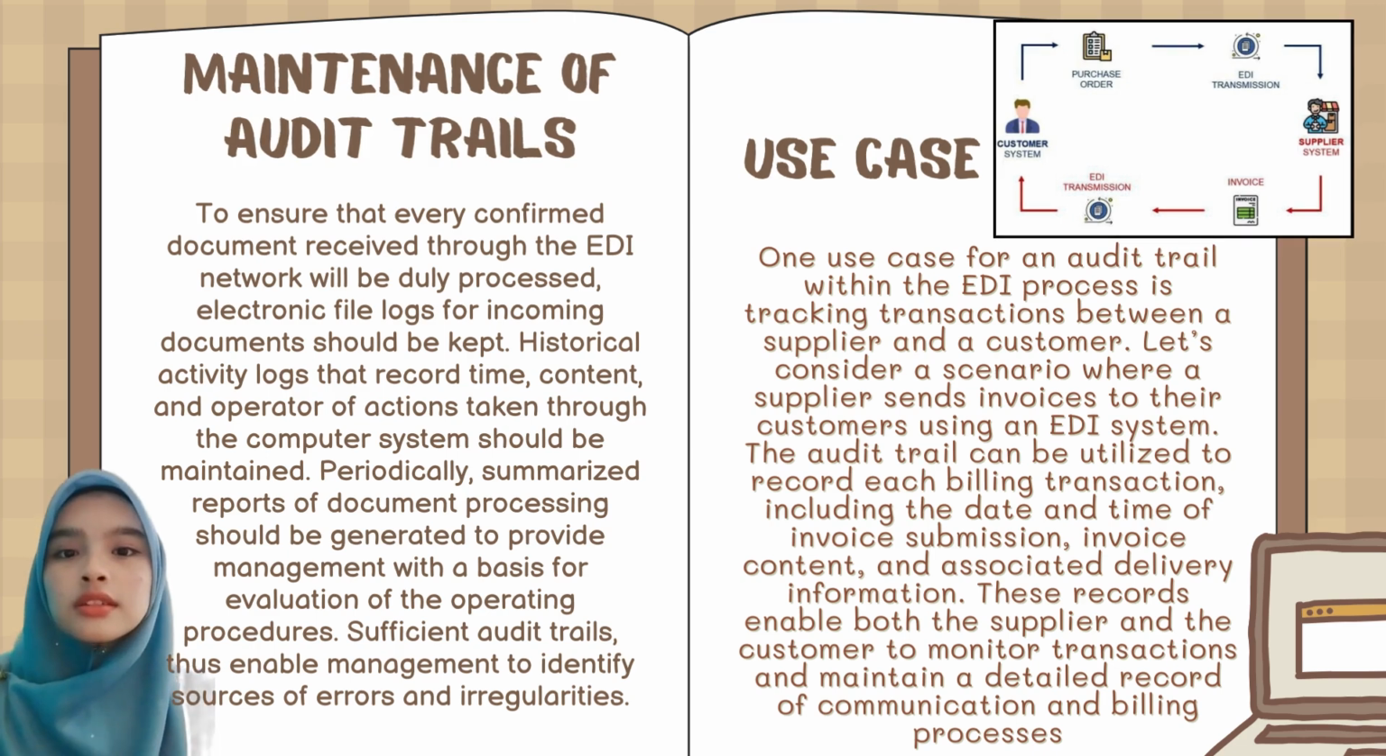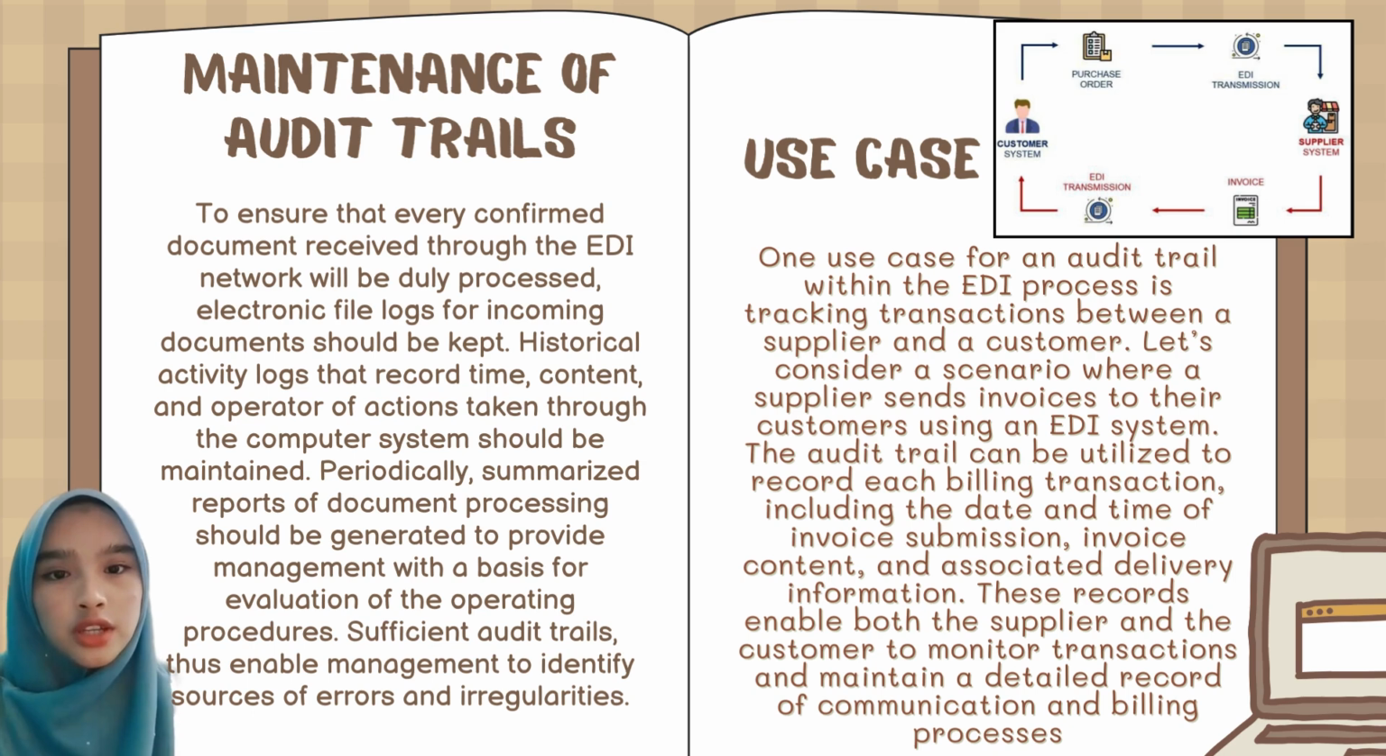Next is the maintenance of audit trail. To ensure that every confirmed document received through the EDI network will be duly processed, an electronic file log for incoming documents should be kept. A historical activity log that records time, content, and operator of action taken through the computer system should be maintained. Periodically, a summarized report of document processing should be generated to provide management with a basis for evaluation of the operating procedure. A sufficient audit trail thus enables management to identify sources of error and irregularities.